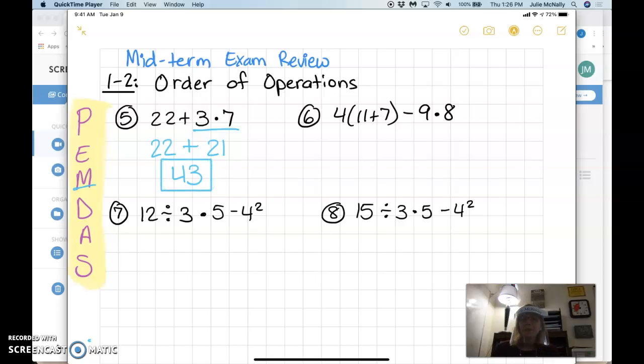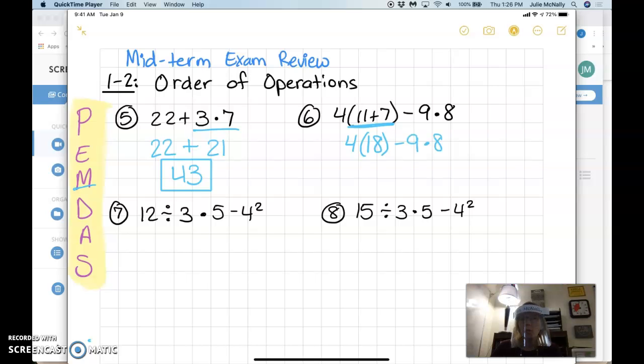Remember, if you do these steps to these problems not using order of operations, you will get the wrong answer. If we did 22 plus 3 first, we would not get 43 as our answer. Okay, number 6, what do I do first? Parentheses first. What is 11 plus 7? 18. And then bring everything else down.